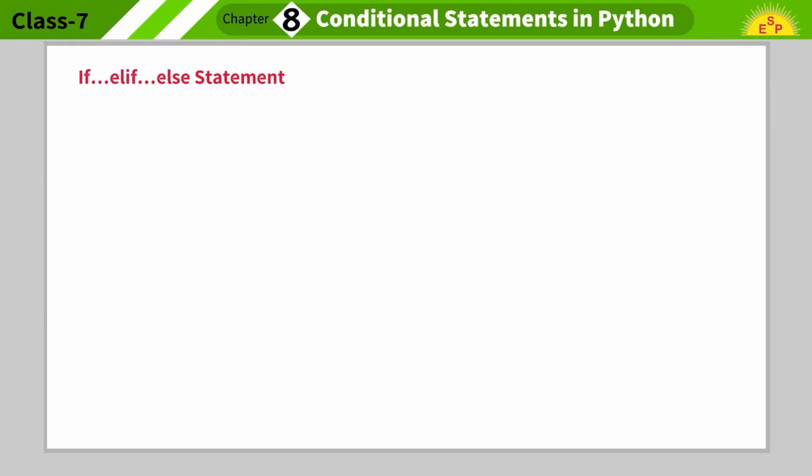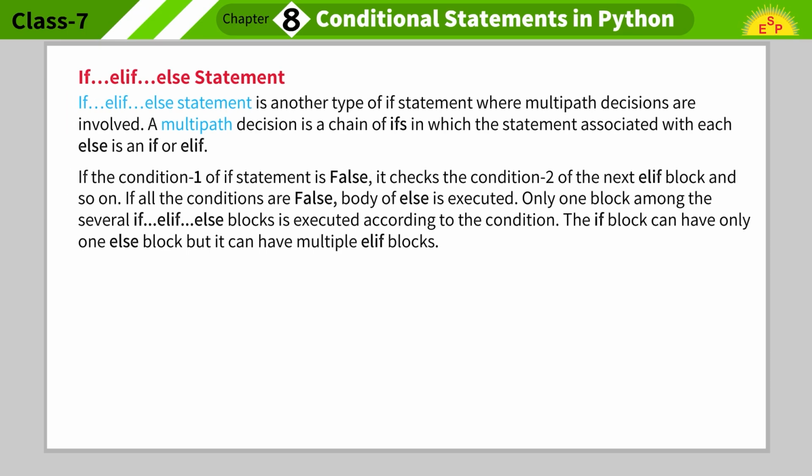If elif else statement. If elif else statement is another type of if statement where multiple decisions are involved. A multipath decision is a chain of ifs in which the statement associated with each else is an if or elif. If the condition 1 of if statement is false, it checks the condition 2 of the next elif block and so on. If all the conditions are false, body of else is executed. Only one block among the several if, elif, else blocks is executed according to the condition.